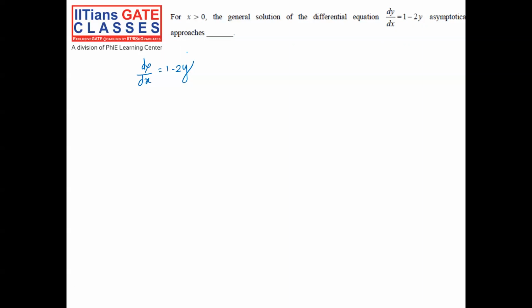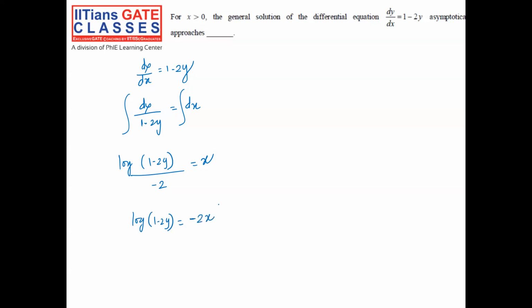Looking into this question, we can clearly say that this can be solved by the variable separable method. So dy divided by 1 minus 2y is equal to dx. And if we take an integration on both the sides, we will get log of 1 minus 2y divided by minus 2 equal to x. Integration of dx is x. So from this, we can say that log of 1 minus 2y is equal to minus 2x.